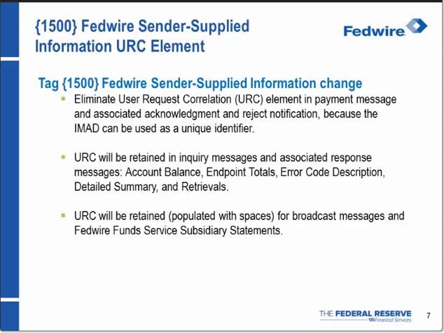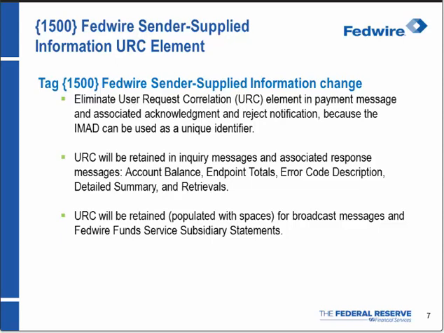You'll no longer need to supply this information, and it won't be provided by us in the acknowledgement or the reject notification. However, that's the only change we're making. And again, it is related to eventually us migrating to ISO, but you really won't need this anymore. And really, if you need something that is a unique identifier for each message, you really have the IMAD. You don't really need this URC. And many banks today just fill it with spaces just to meet the edit requirement.